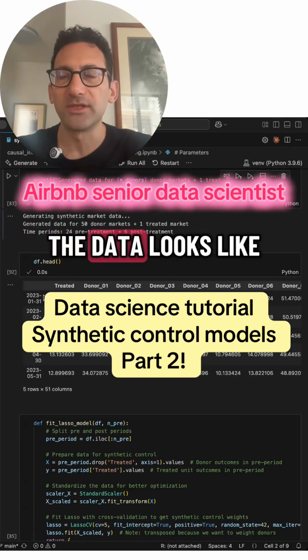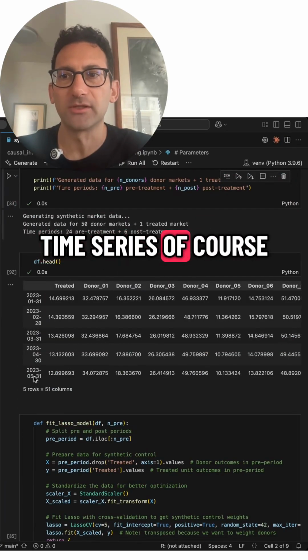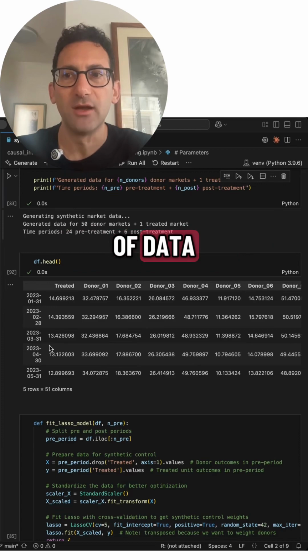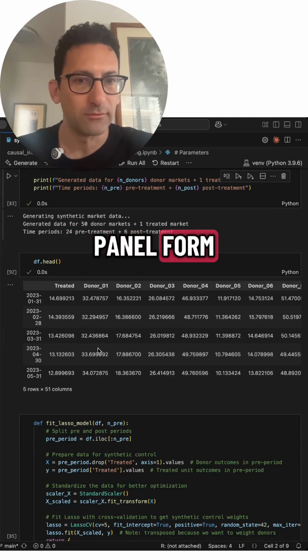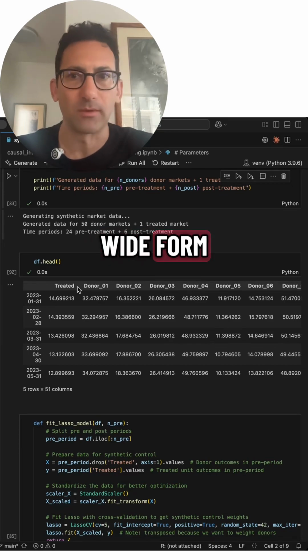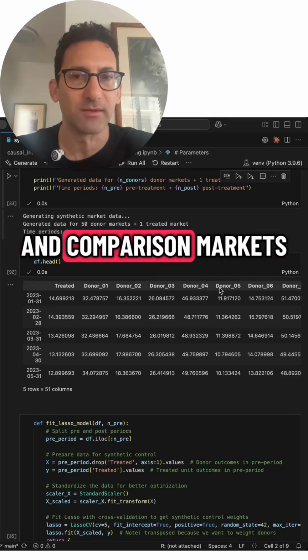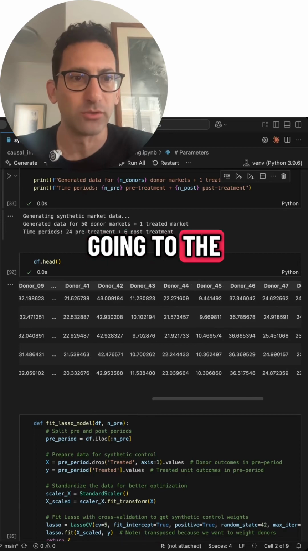And here you can see what the data looks like. We have this time series. Of course, this is going to be 2 years worth of data. We have a treated region. And then notably, it is not in a panel form, but it's a wide form. So we have the comparison units, the comparison markets, that are all going to the right.